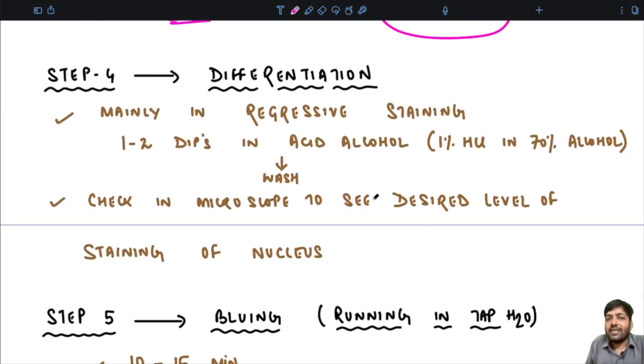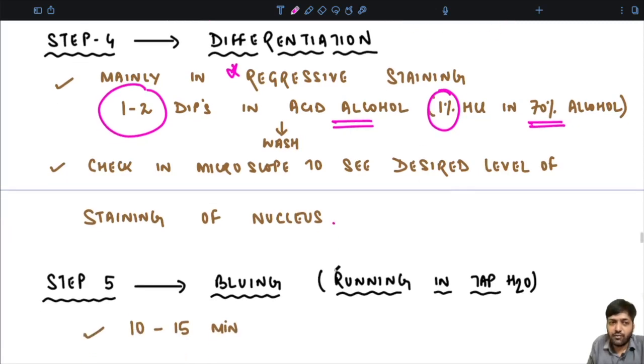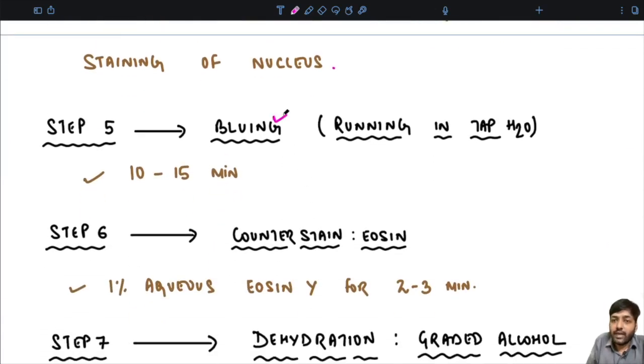Step number 4 is differentiation, which is mainly applicable to regressive staining. Over here, you give 1 to 2 dips in acid alcohol, that is 1% HCl and 70% alcohol. Then you wash the slide and check in the microscope to see if the desired level of nuclear staining is achieved or not. Step number 5 is bluing. You run it in tap water for 10 to 15 minutes.